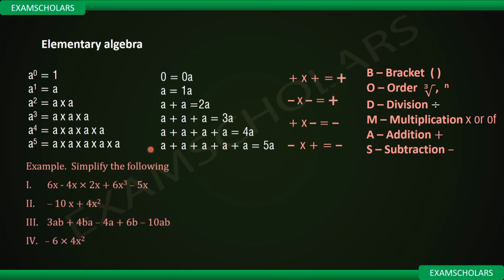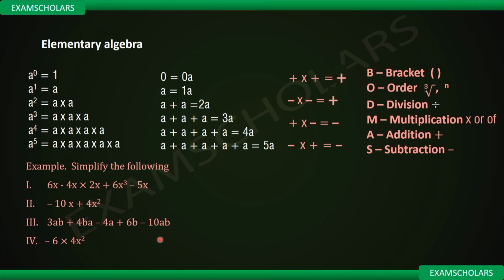Now here we have this question. Simplify the following. 6x minus 4x multiply or times 2x plus 6x cubed minus 5x. The second question, minus 10x plus 4x squared. The third question, 3ab plus 4b minus 4a plus 6b minus 10ab. The last one, minus 6 multiplied by 4x squared. Let's see how to quickly solve this question.